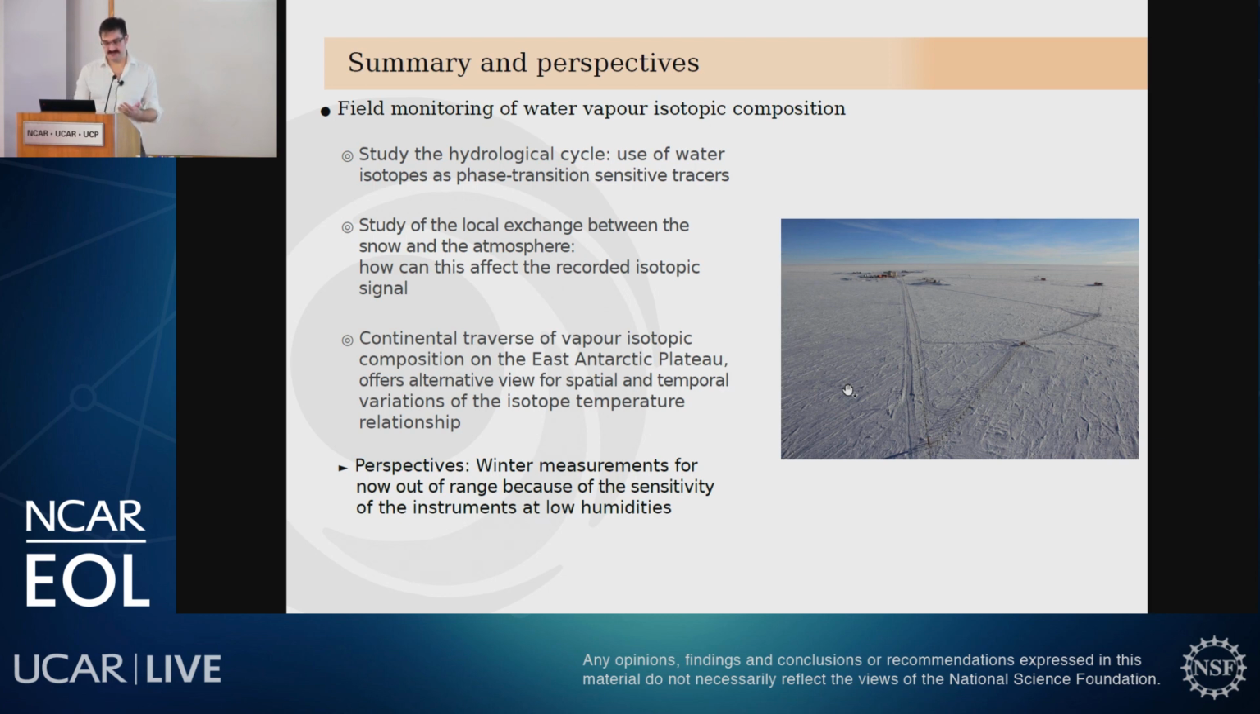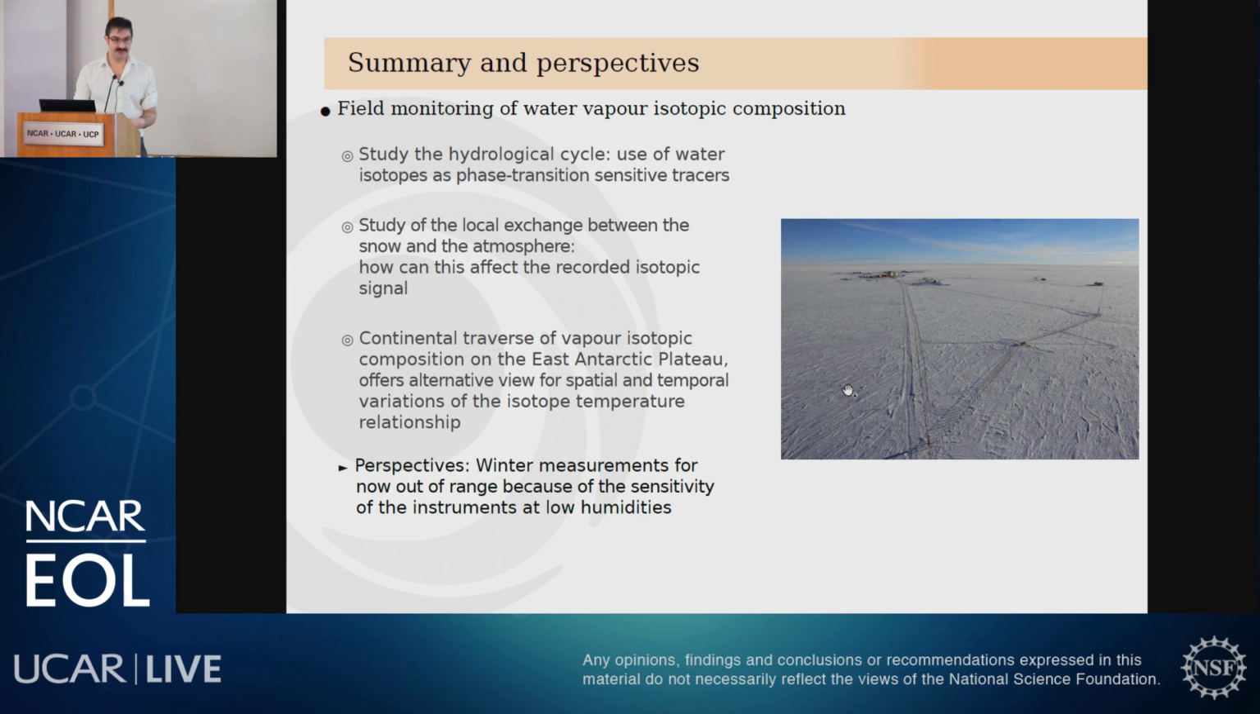We've been trying to use them to evaluate how the isotopic signal in ice core records is affected by the local exchange. And having this continental traverse in Antarctica was a very cool way to go back to the spatial and temporal variations of the isotopic temperature relationships, and an alternative way to confirm that this was a feature of the climate and not a bug from the measurements. Unfortunately, we can't measure in winter right now because it's too dry.